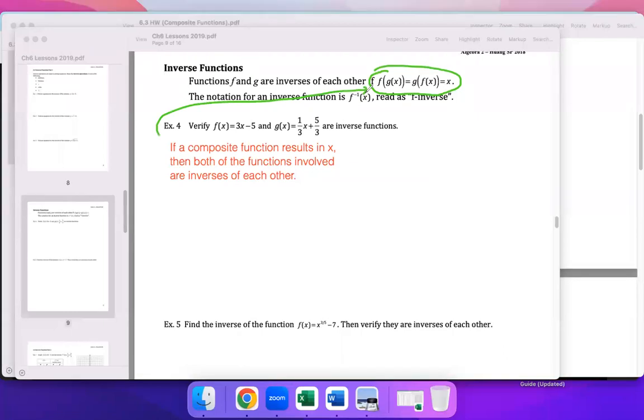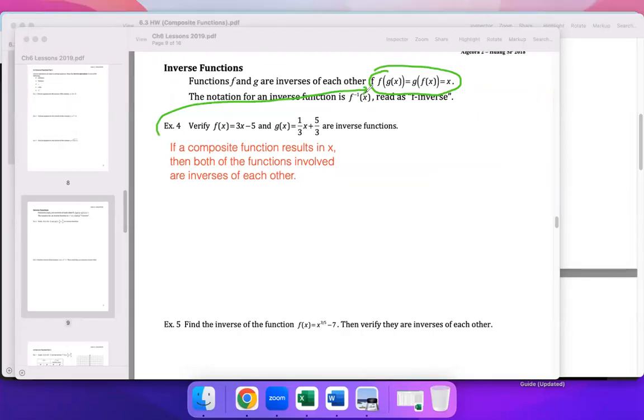So if a composite function, which is this up here, right? You guys talked about it. The composite function results in x, the final result is x. What that will tell you is that both of the functions involved are inverses of each other. So if this happens, if you do f of g of x or g of f of x, doesn't matter, and the final output is x, the two functions are inverses of each other.